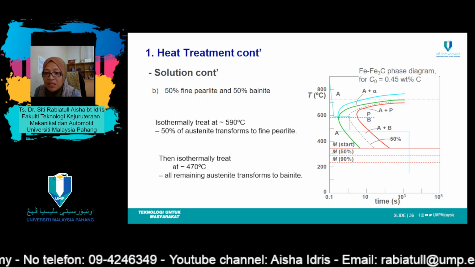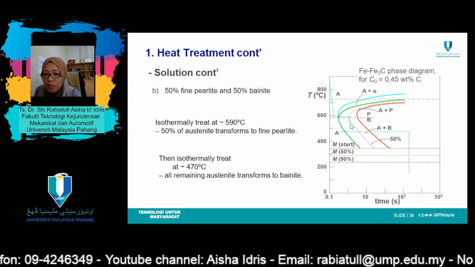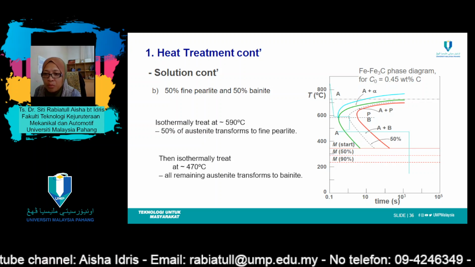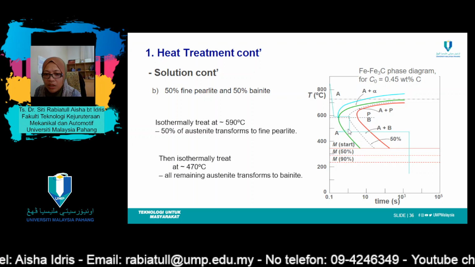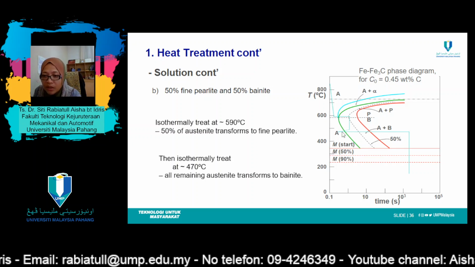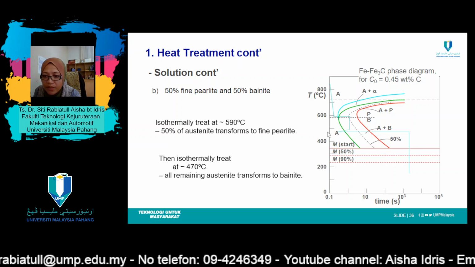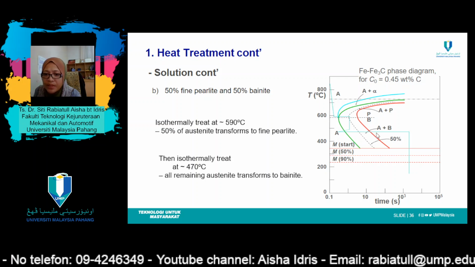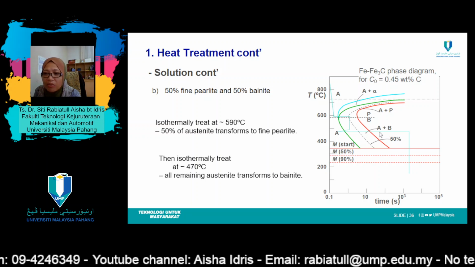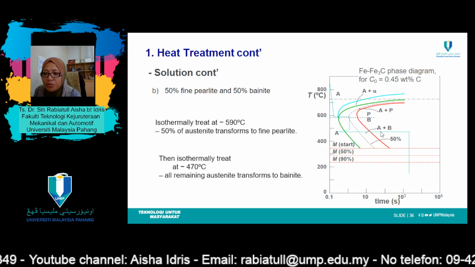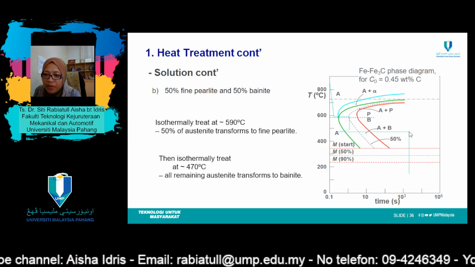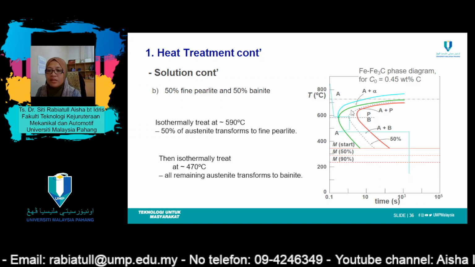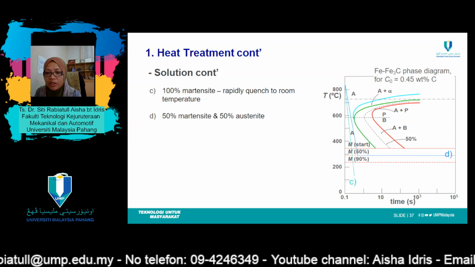After that, isothermally treat at a temperature of 470, or 490, or 500 degrees C, at this point here. Hold it at that temperature until the remaining austenite transforms into bainite. So you reach this point, then cool it down to room temperature. So that's how you draw the line on this TTT diagram.